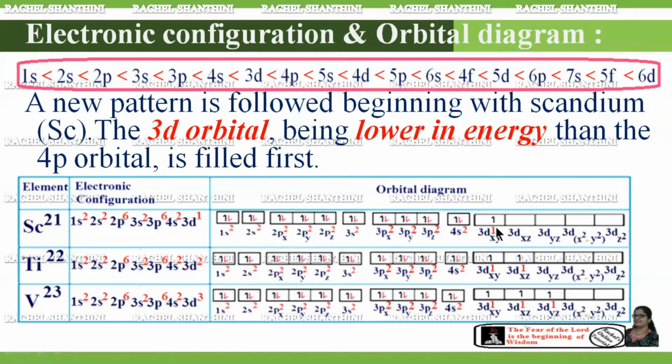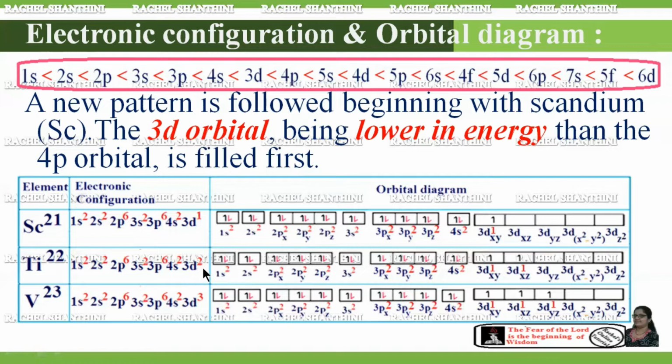So this is the orbital diagram for scandium. Now let us go to titanium. Only 1 electron is more when compared to scandium, right? So the same pattern we need to follow. 1s2, 2s2, 2p6, 3s2, 3p6, 4s2, 3d2, right?